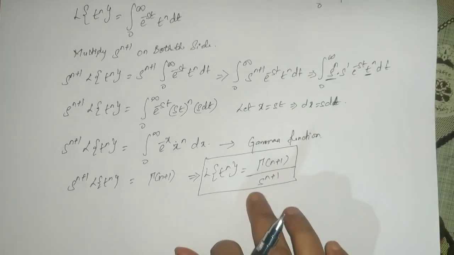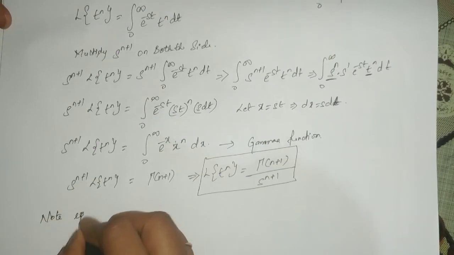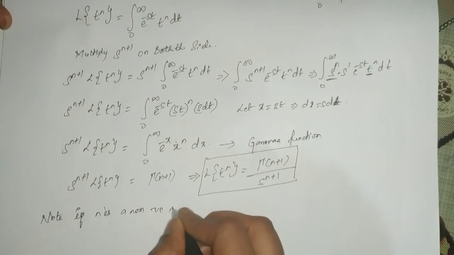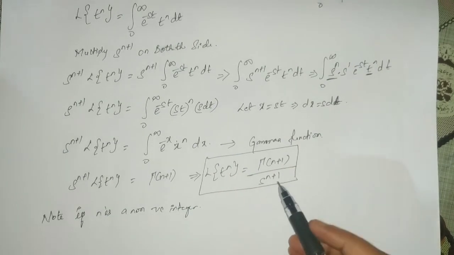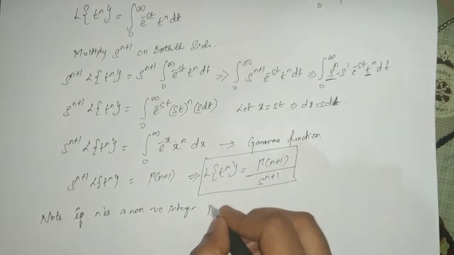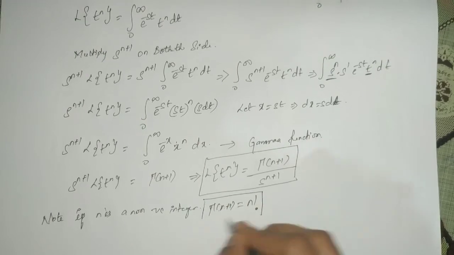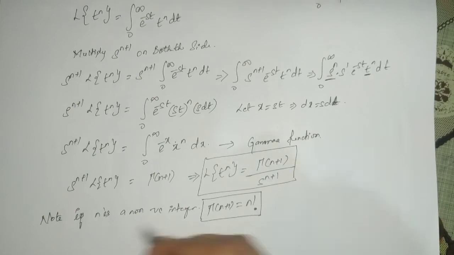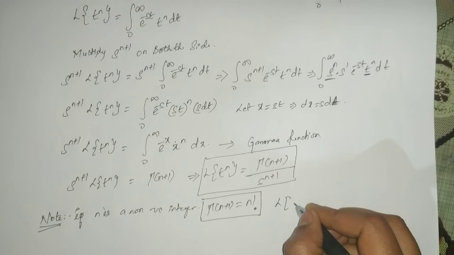Keeping this as our data, you can take a note. If n is a non-negative integer, so that means you can take n value to be positive. In that case, we know this gamma function can be written as gamma of n plus 1 becomes n factorial. So I can replace gamma of n plus 1 by n factorial, and you can apply this formula whenever n is a non-negative integer.